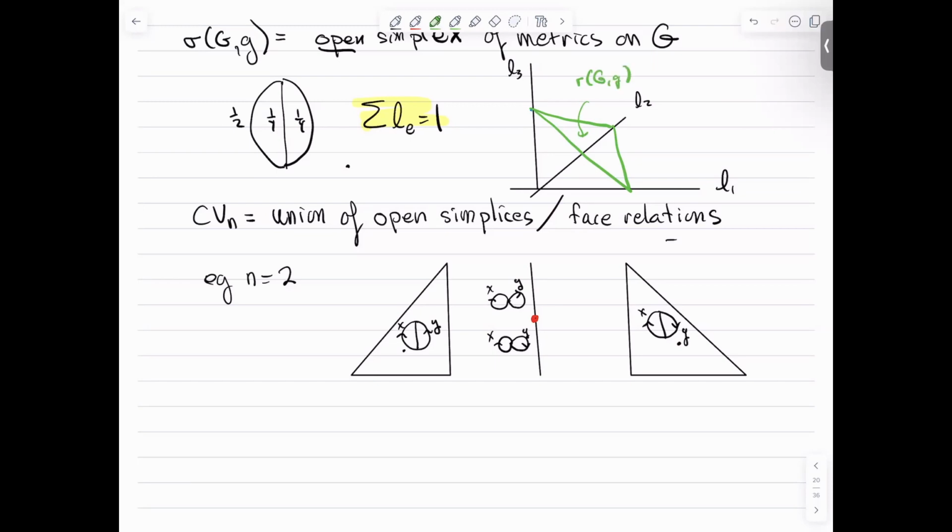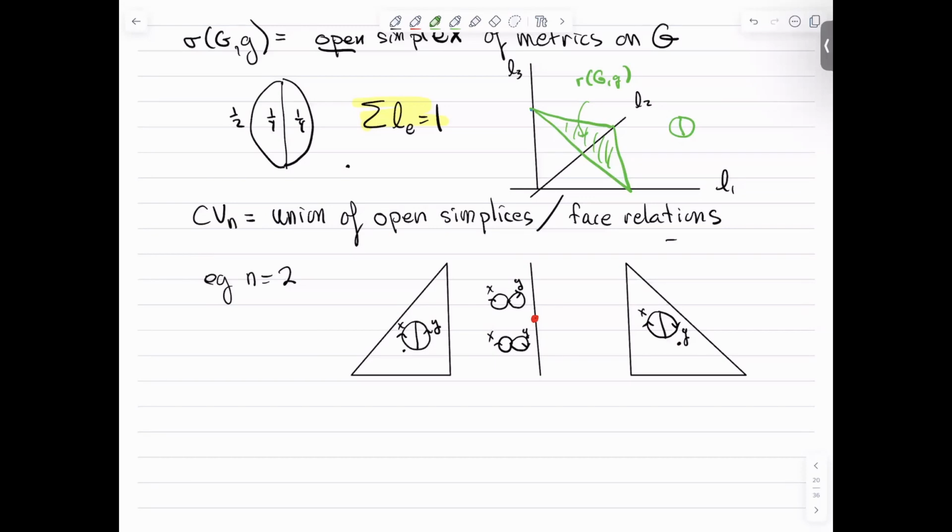So everything in the interior of that simplex corresponds to a graph like that, but the lengths are different and they sum to 1. And then the whole space is the union of these open simplices modulo face relations. So what are the face relations?